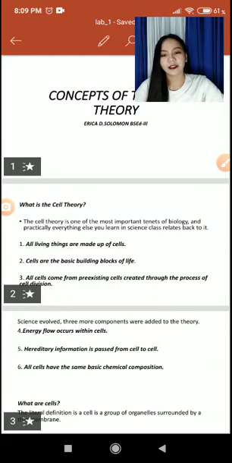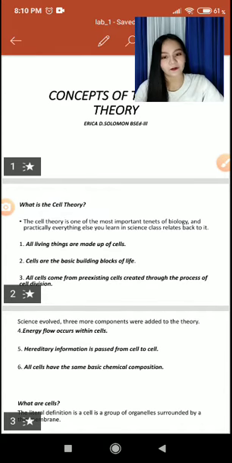Number 1, all living things are made up of cells. Number 2, cells are the basic building blocks of life. And number 3, all cells come from pre-existing cells through the process of cell division.